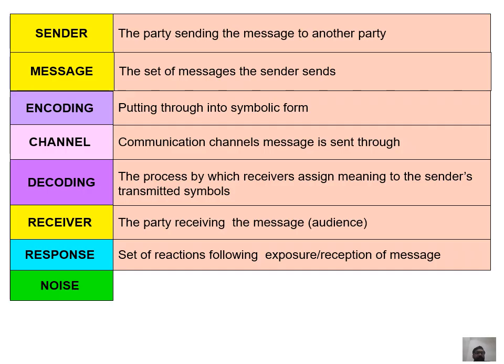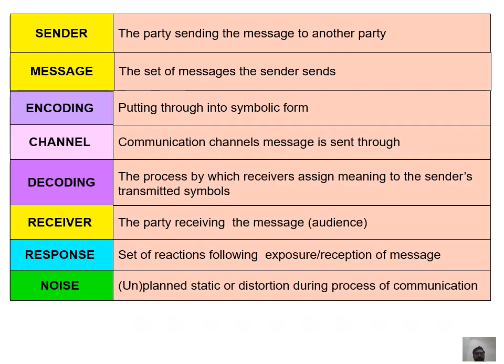Now, let's talk about the sender. The sender is the party that sends the message to another party. Message is the set of messages the sender sends. Encoding is putting the message into symbolic form. Channel is the communication channel the message is sent through. Decoding is the process by which receivers assign meaning to the sender's transmitted symbols. Receiver is the party receiving the message, or the audience or the customer. Response is the set of reactions following exposure to or reception of the message.